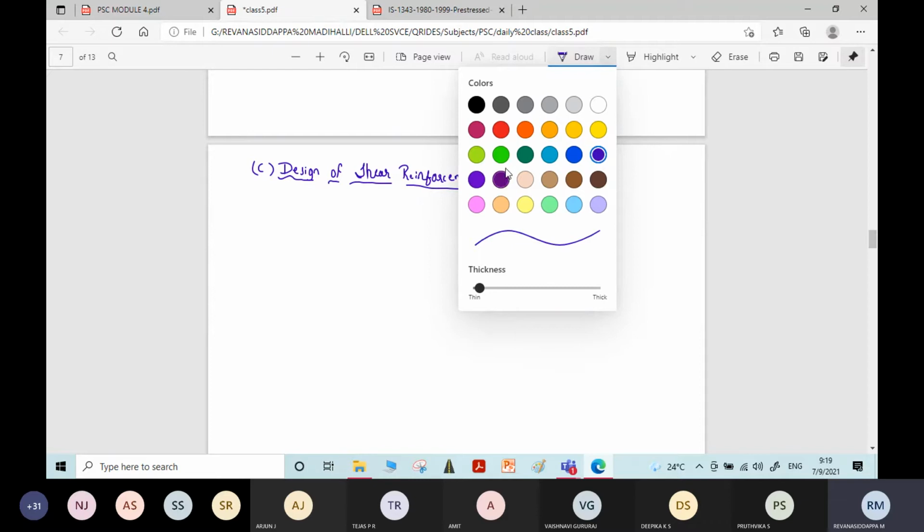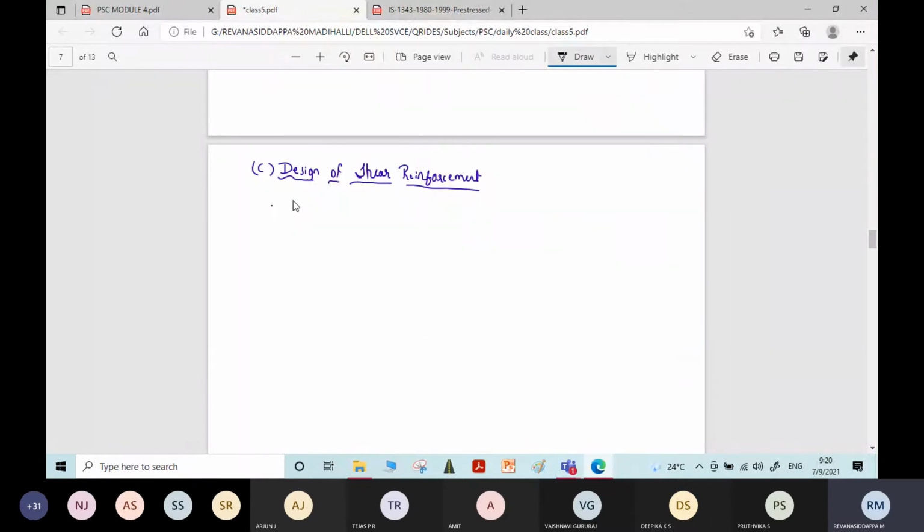Assume some diameter of the shear reinforcement, whether it may be 2-legged or 4-legged. Now for this problem I will assume 4-legged 8 mm dia vertical stirrups. Find the area of stirrups. ASV is equal to pi d square by 4 into 4-legged, into 4. 4-legged means you need to multiply by 4.